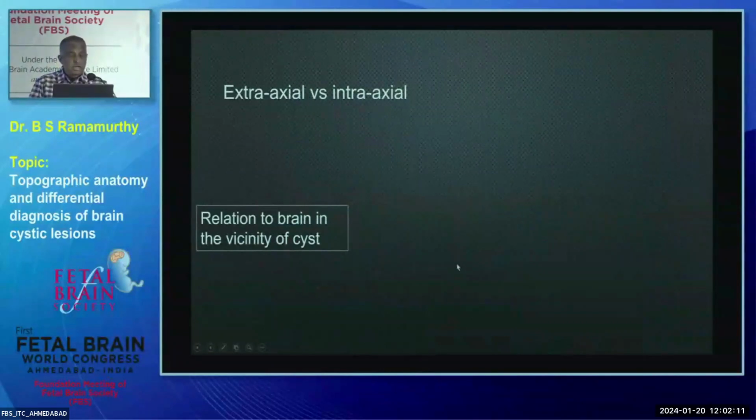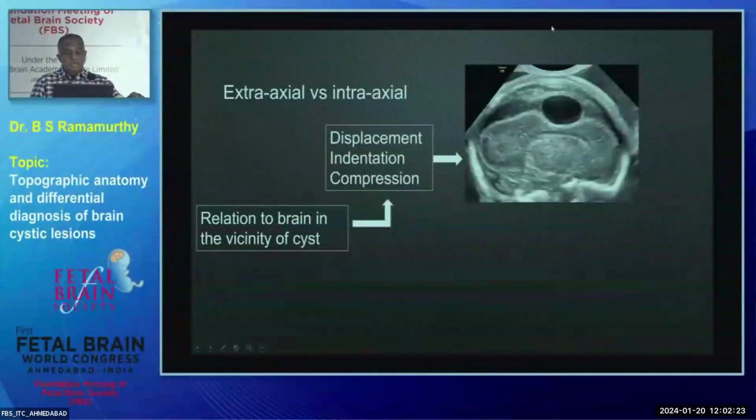So let's look at how to determine whether a cyst is intraaxial or extraaxial. You need to look at the relationship of the brain to the cyst in question. If the cyst is displacing the cerebral parenchyma, indenting it, or compressing it, you're obviously dealing with an extraaxial cyst, and this is a classical example.